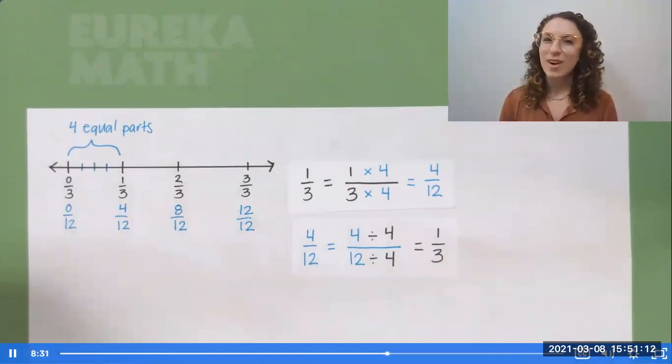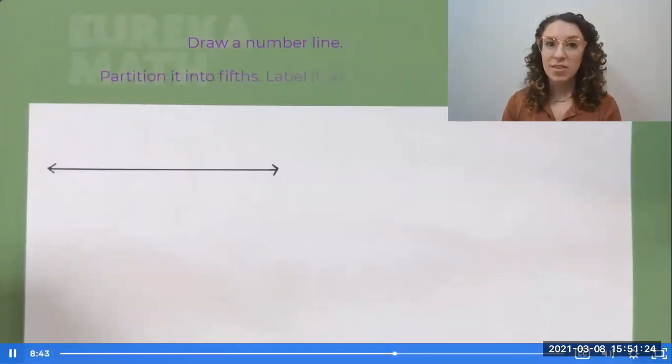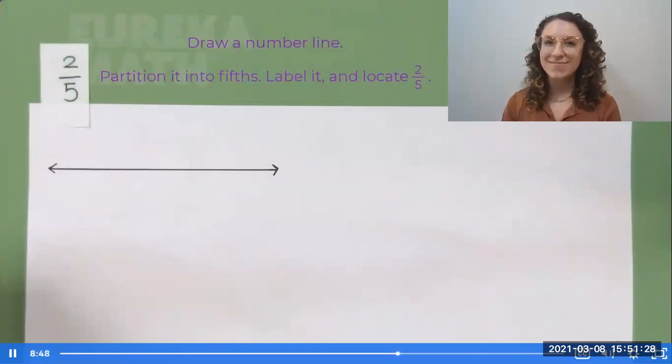How are you doing so far? We'll practice one more number line together. Draw one more number line. Partition it into fifths, label it, and locate 2/5. When you have an odd number of parts to create, how do you draw it?